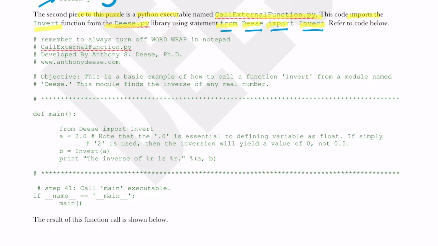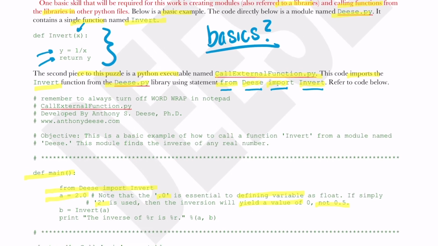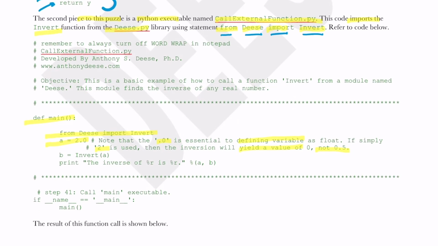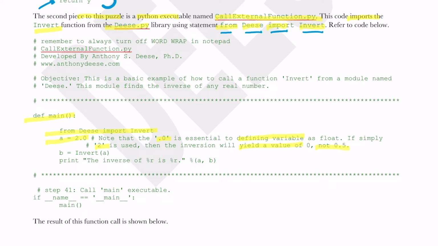Okay, so we define our main executable. We import our function. We define a number, which we call a. Now, quick note here that the 0.0 is essential to defining the variable as a float. If we simply use 2, then the inversion will yield a value of 0 and not 0.5. The reason for that is because the code is set up to return the same variable type that it accepts. So if we provide it an integer, it will invert it, and any value less than 1 would come across as 0.